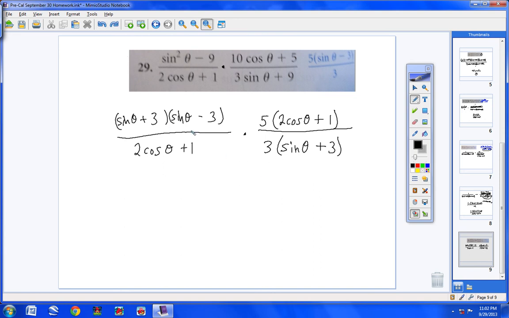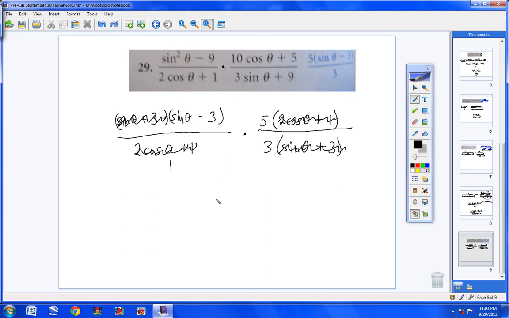This is so cool. I have sine theta plus 3, sine theta plus 3, so I can cancel this out with this. Notice I have a 2 cosine theta plus 1 and a 2 cosine theta plus 1, so I have nothing left here. I'll put a 1. So really what I'm left over with is this parentheses here, sine theta minus 3 times 5. Well, look at your answer. Look what they want up top.